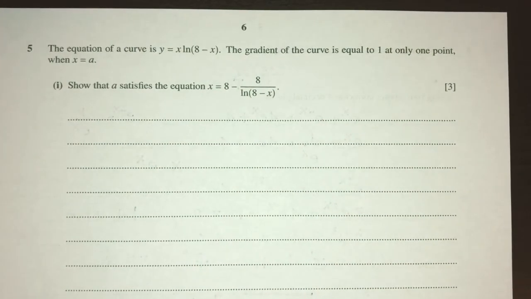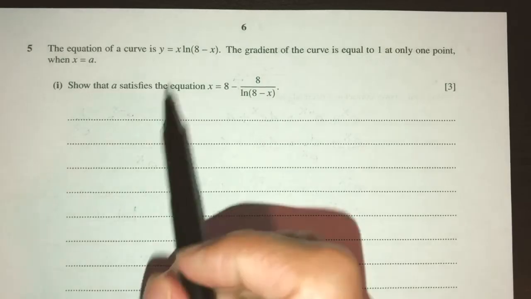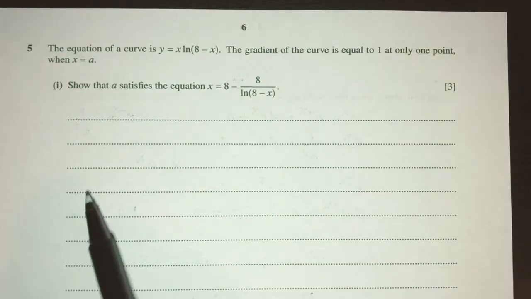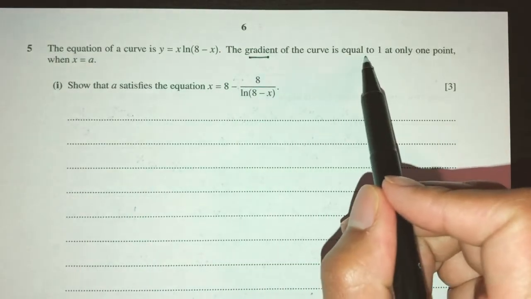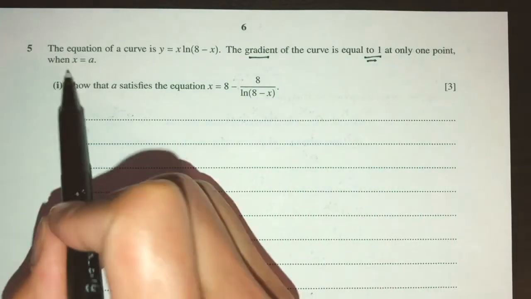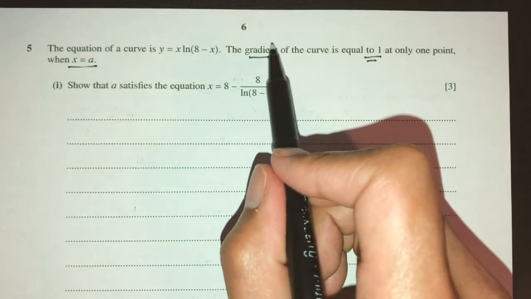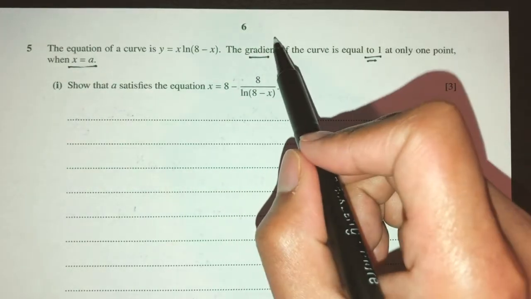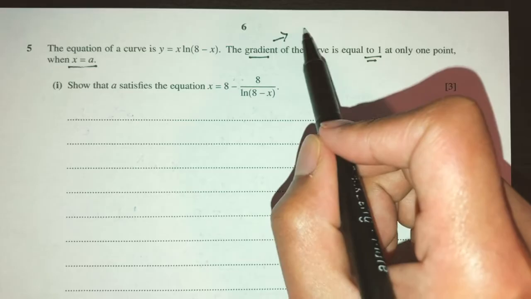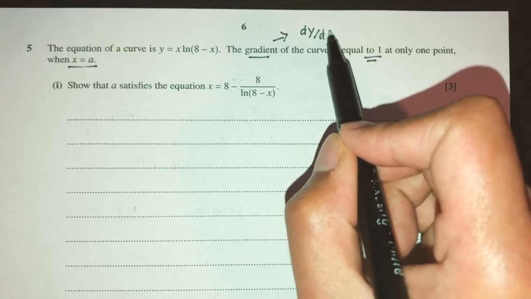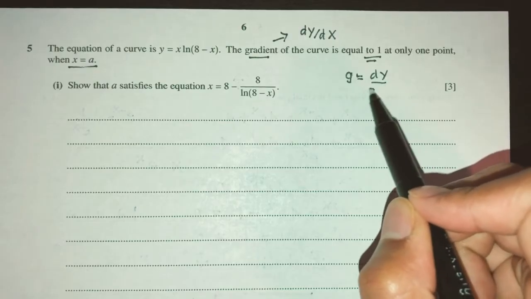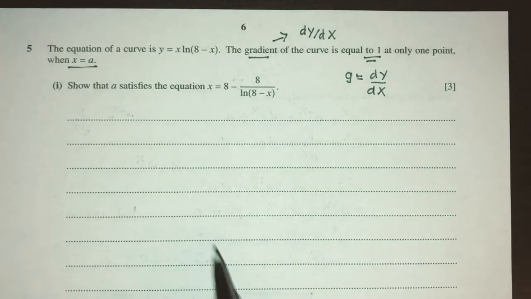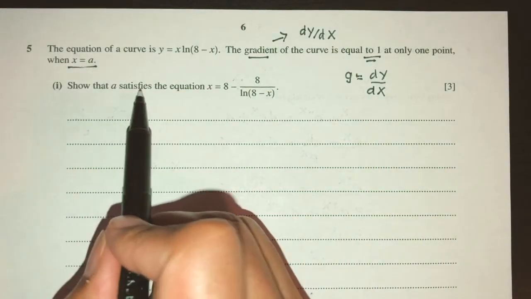The equation of a curve is y equal to x ln of 8 minus x. We have an equation. Now the gradient of the curve is equal to 1 only at one point, which is this point. Now, whenever you see gradient of a curve, you know it has to mean dy by dx. So just memorize this. Whenever you see gradient, it means dy by dx. Okay. Now we have to show that a satisfies this equation.